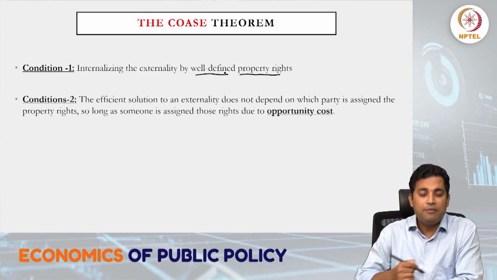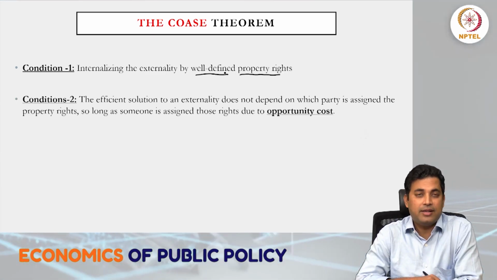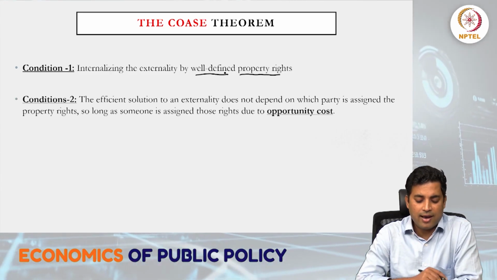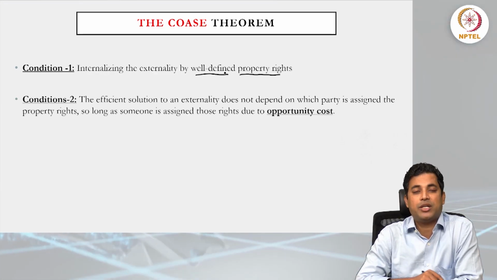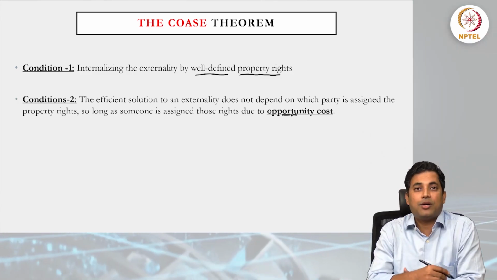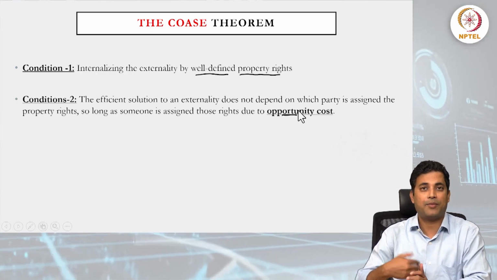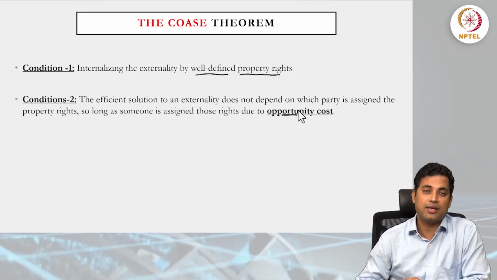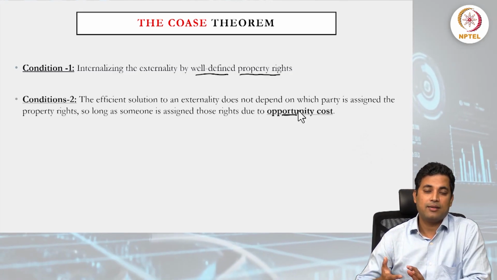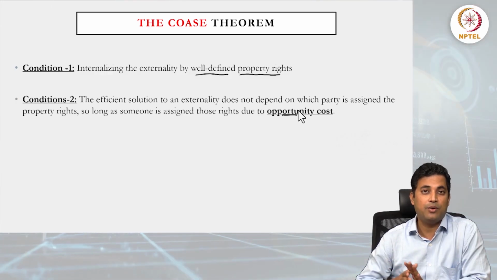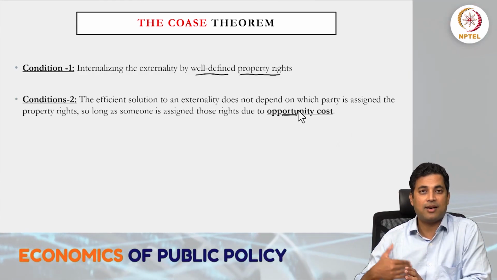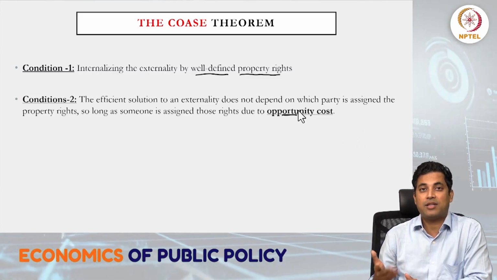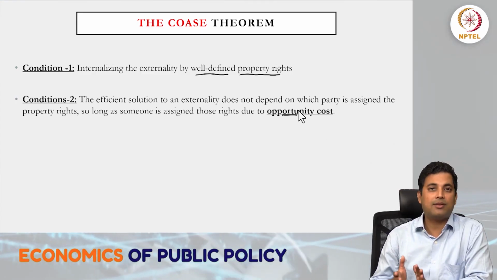Condition 2: the efficient solution to an externality does not depend on which party is assigned the property rights, so long as someone is assigned those rights, due to opportunity cost. So we are highlighting opportunity cost, which we already discussed in previous weeks. We defined opportunity cost as the foregone cost, the trade-off. When we do the trade-off, we choose one over another. So how much extra unit am I foregoing in order to get an additional unit of the other commodity? That is the opportunity cost here.